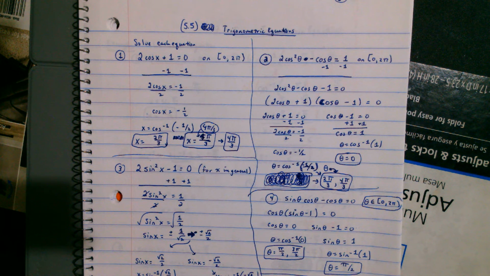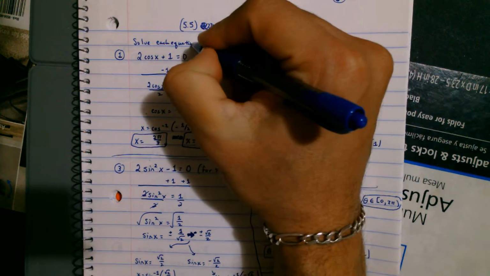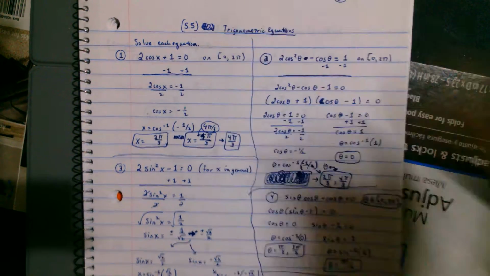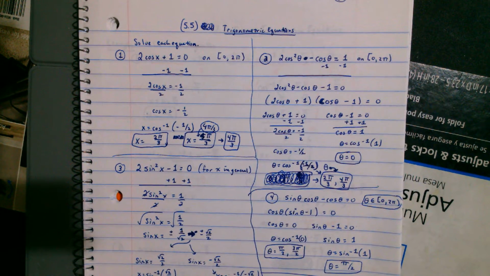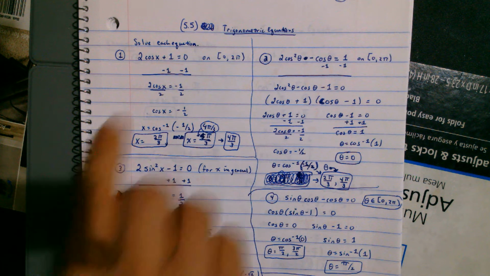And now we do 5.5, trigonometric equations. Last section in chapter 5 that we're going to deal with. So essentially the rules are very simple. We're going to solve an equation. I put 5 of them here, let's see how this works.